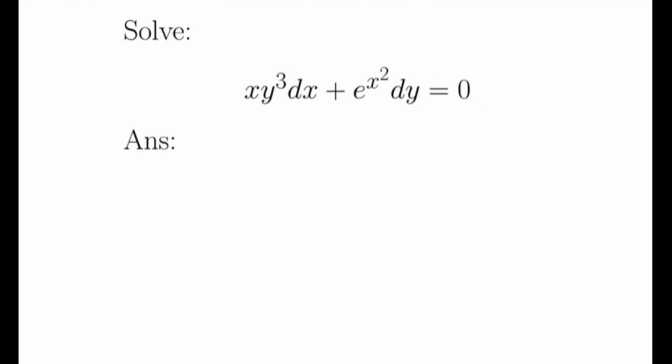In this video, we will solve the following differential equation: x y cubed dx plus e to the x squared dy is equal to 0. Note that this is a separable differential equation. So let us simplify this equation. Okay, so it is x y cubed dx plus e to the x squared dy is 0.